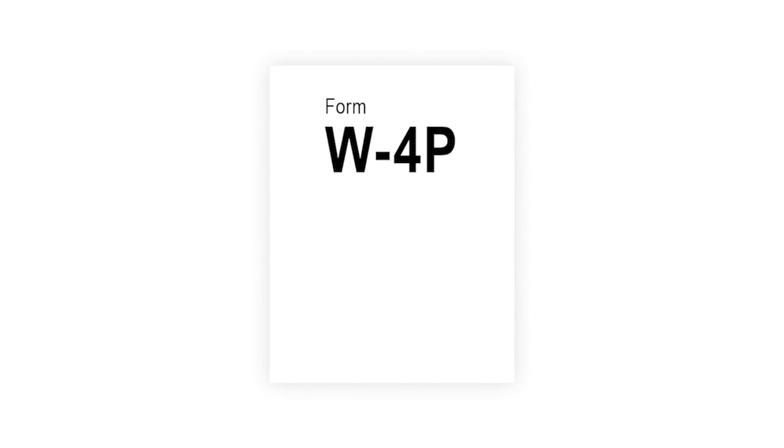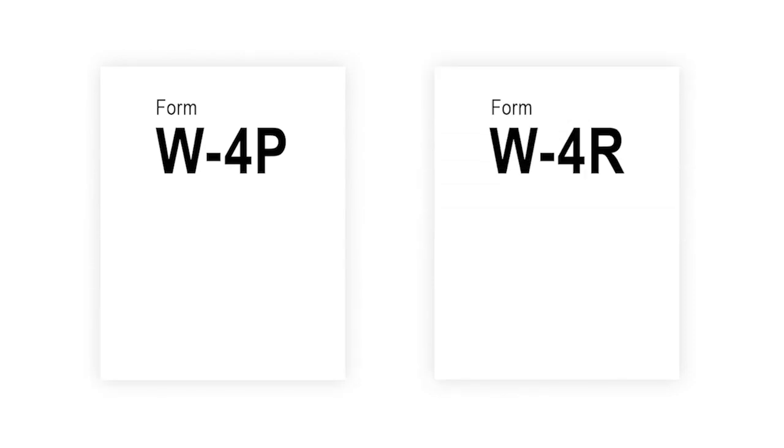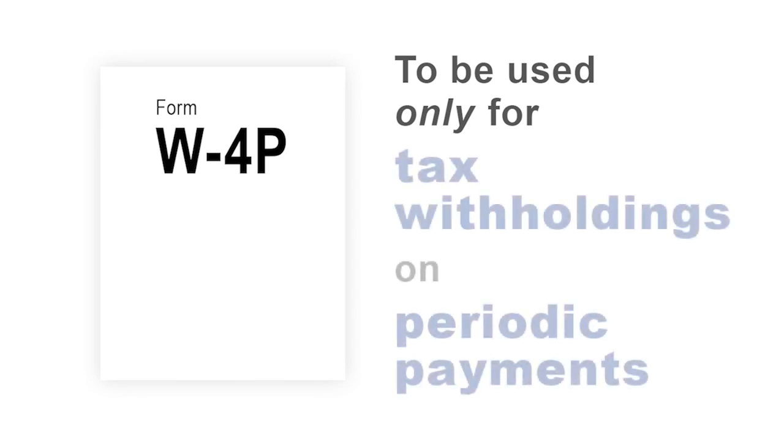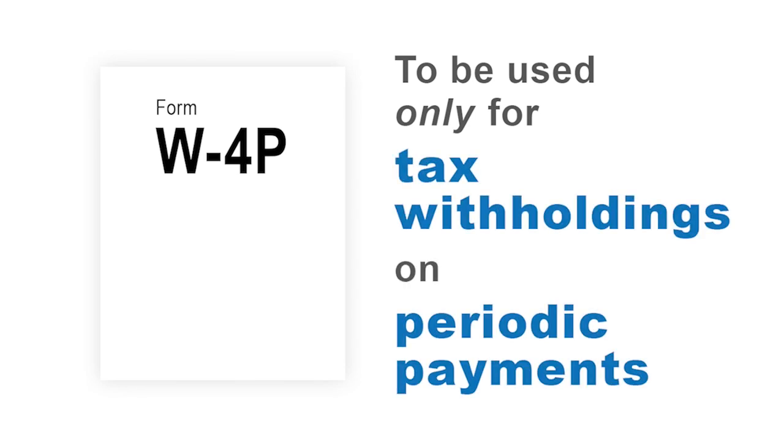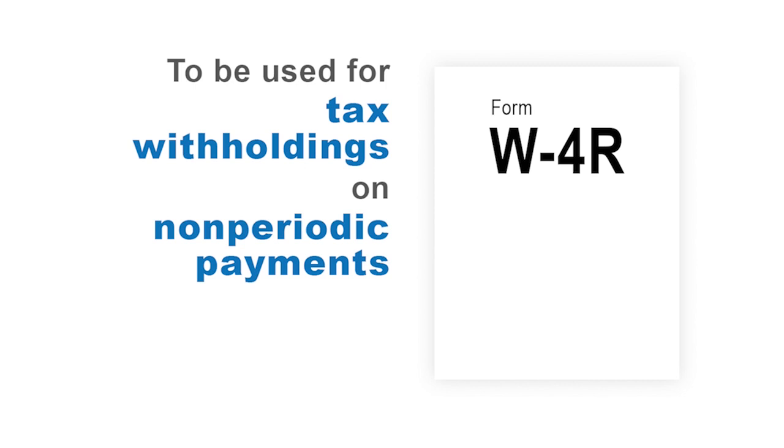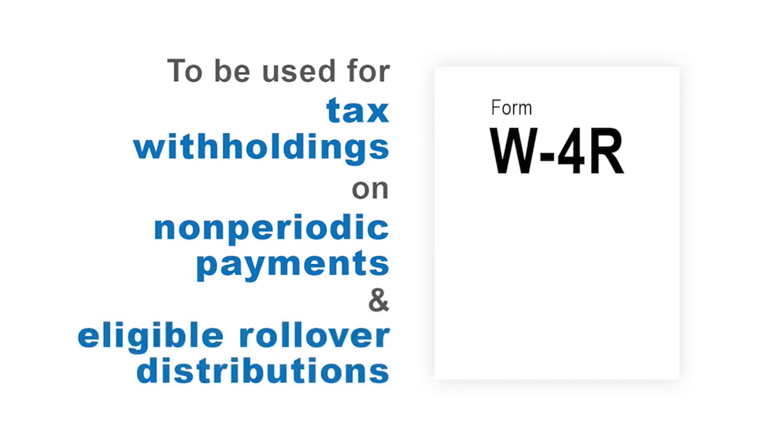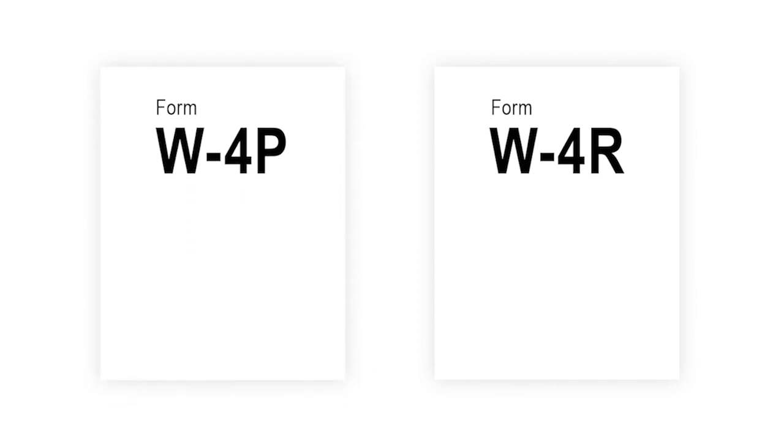In 2022, the IRS released two forms that effectively split the old W4P federal tax form in two. The revised form W4P is now to be used only for tax withholdings on periodic payments. The new form W4R is to be used for tax withholdings on non-periodic payments, eligible rollover distributions, and the 5-year designated period annuity option. The goal of this change is to provide for more accurate federal income tax withholding.